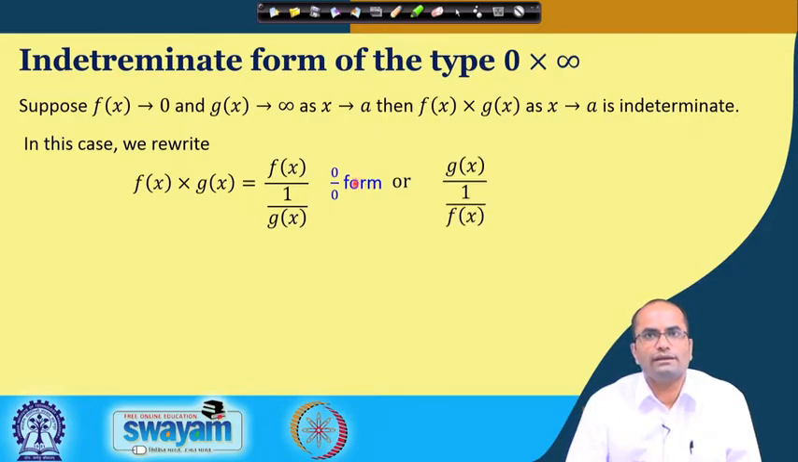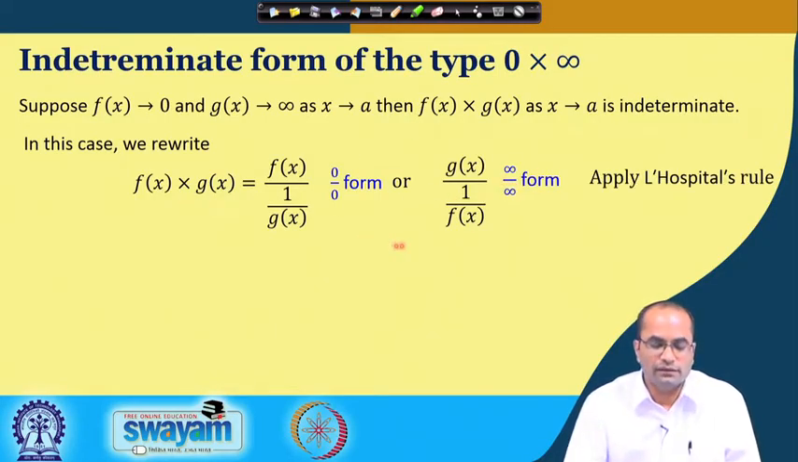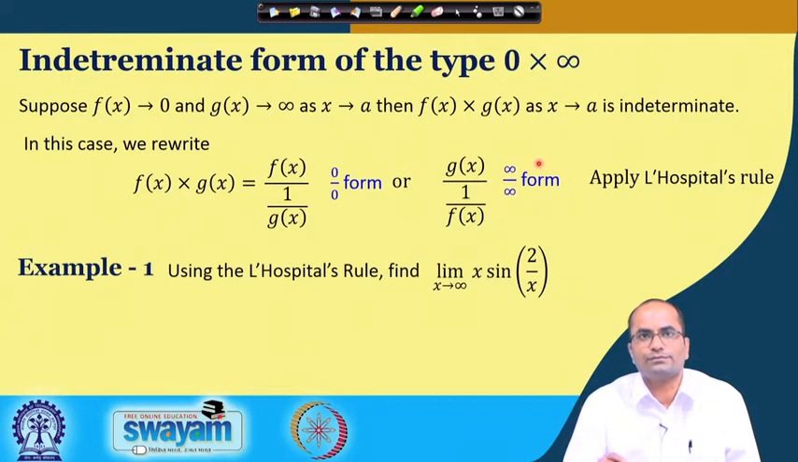We can also rewrite it by keeping g x in the numerator, and in the denominator we take 1 over f x. Then g x goes to infinity, and since f x goes to 0, 1 over f x also goes to infinity. So, we have the infinity by infinity form, and in either case we know that we can apply the L'Hopital rule, because we have already learned in the last lecture how to deal with the forms 0 by 0 or infinity by infinity.